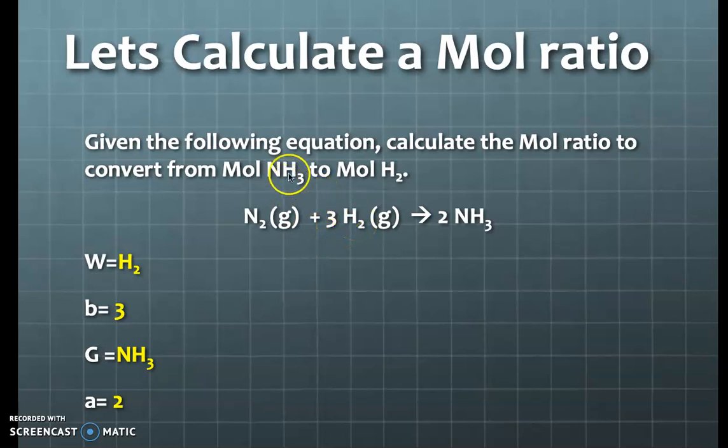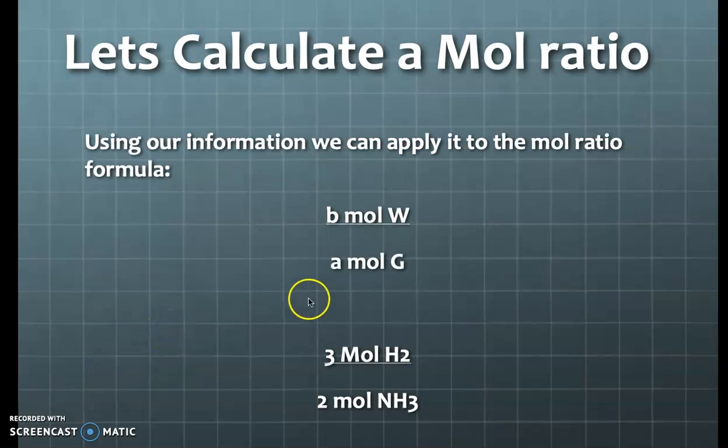Now your given is the NH3, okay? NH3, which is your given. The number in front of the NH3 is a 2. So these are your 4 pieces of information you can plug into the mole ratio. So let's check it out. So here's your BMW over AMG. Okay, so we put in the B, the 3 mol H2, and the 2 mol NH3 for this right here.